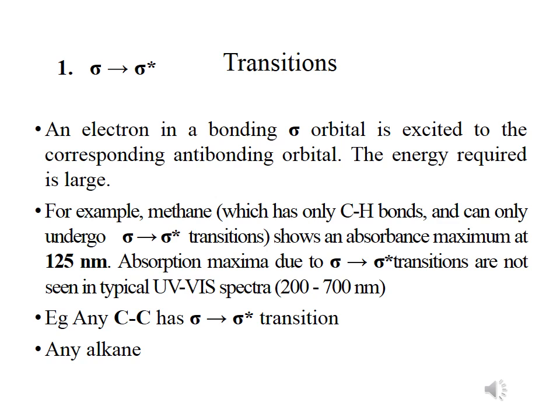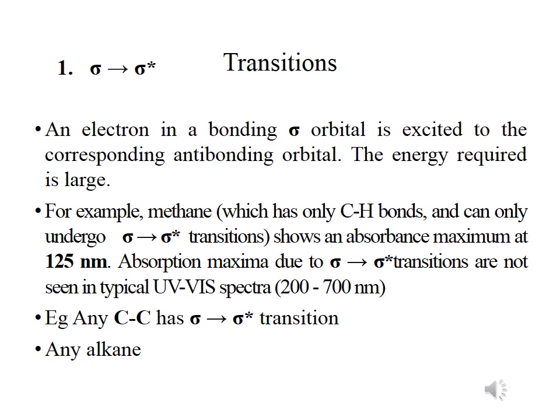Now first of all, it should be clear in which type of compounds this transition is possible. Sigma is responsible for the single bond character, and the transition is taking place from sigma to anti-bonding sigma molecular orbital. Hence, it is clear that sigma to sigma star transition is only possible in saturated compounds. An electron in a bonding sigma orbital is excited to the corresponding anti-bonding orbital. The energy required is very large.